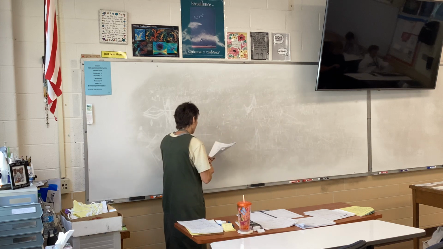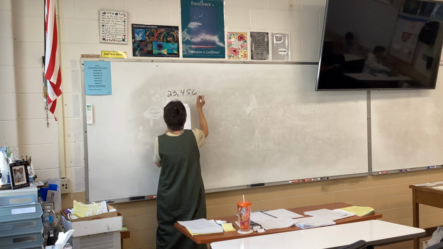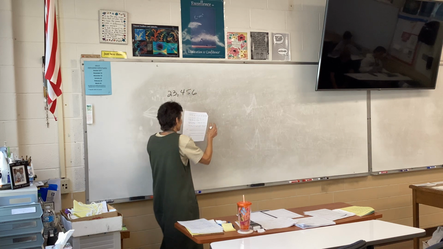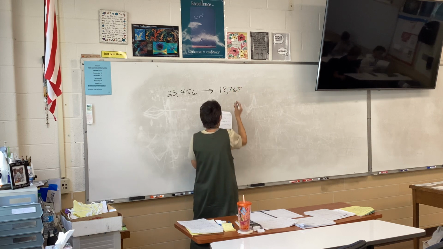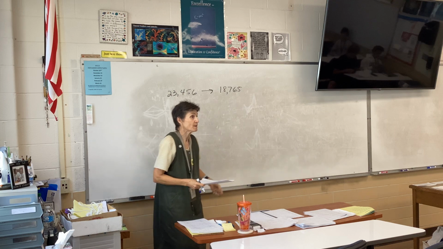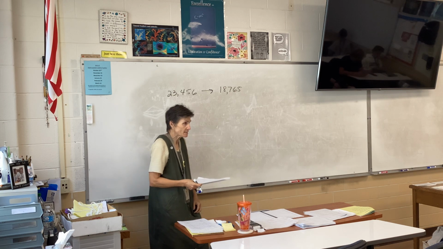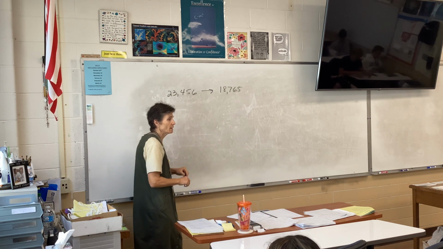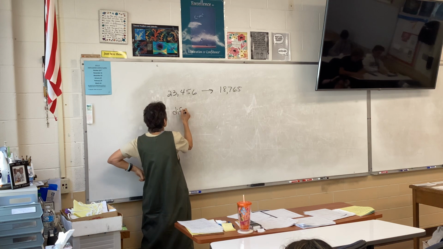A car was worth 23,456 when you left the lot, and it's now worth 18,765. Find the percent of decrease. Well, this is good review from yesterday, right? Percent of decrease. What's my little formula? Difference over original.